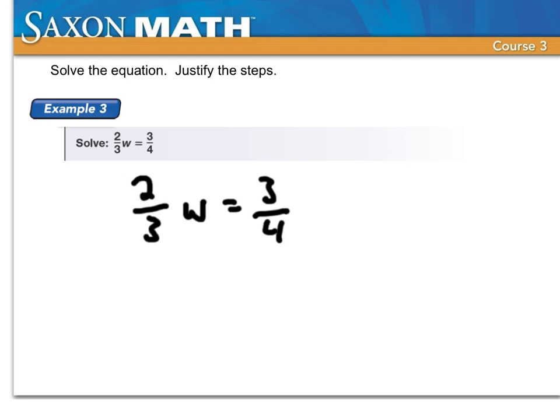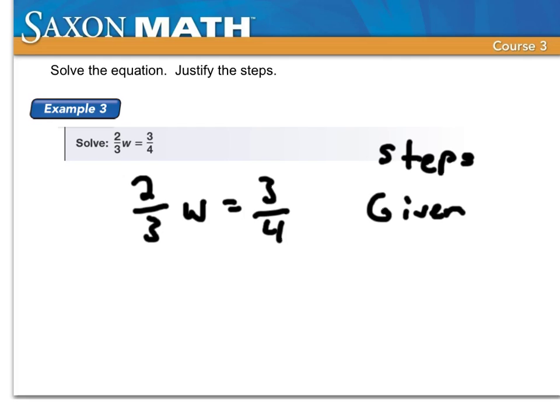And we justify the steps. That is what's called our given. Okay, that's what we're given in the problem. Now, this says 2/3 times W equals 3/4. Well, normally we would divide by the number we're multiplying by. We would divide by 2/3.